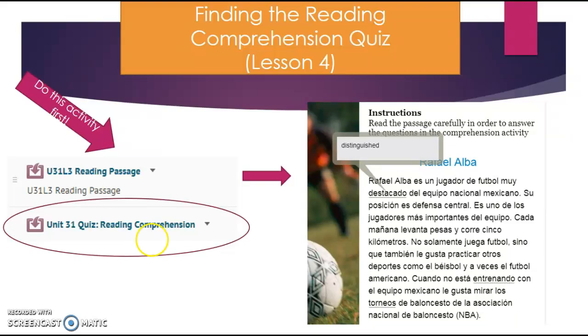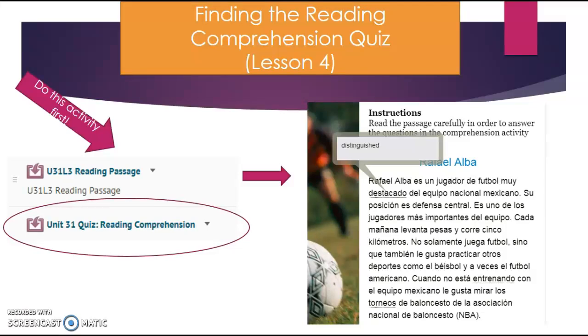So you will see that they're underlined, like you see over here on the right. This is the passage. This is what it looks like. Any word that's underlined here, you can click on, and it will tell you what it means in English. So this one, destacado, is distinguished, not a word we've learned yet, and one you would want to know to understand the rest of this passage.